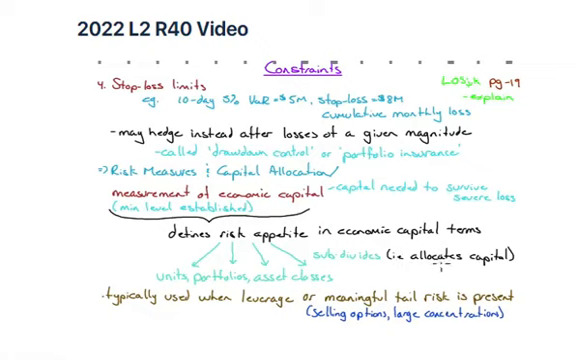In other words, you allocate capital, because we're talking about capital, right? We're defining your risk appetite in economic capital terms. So you allocate capital such that in some severe loss, you'll still have a minimum level of capital remaining. Typically used when leverage or meaningful tail risk is present. And meaningful tail risk are things like selling options or large concentration positions. Selling options, remember, that's limited gain, unlimited loss, right?